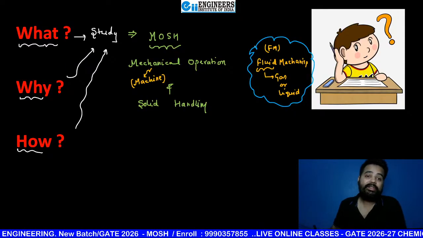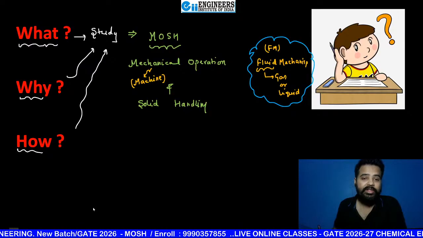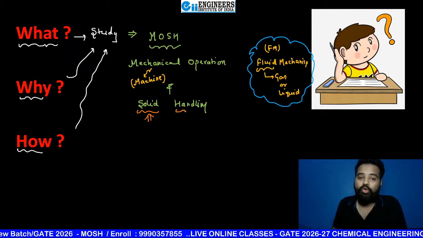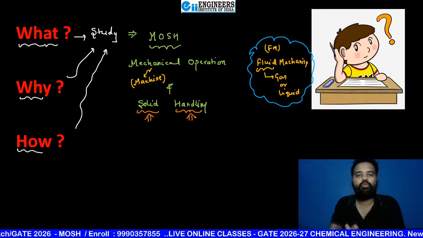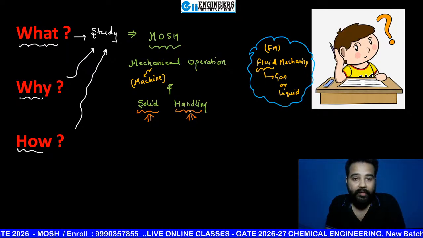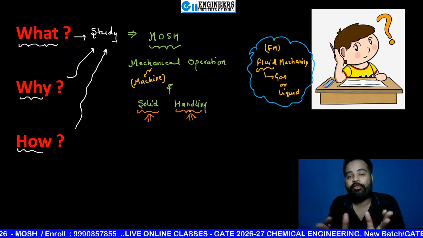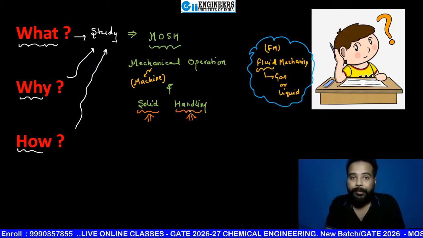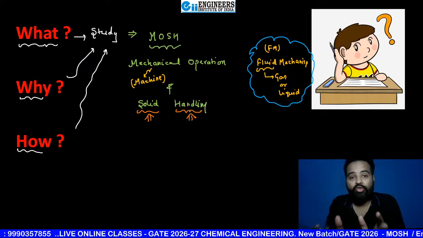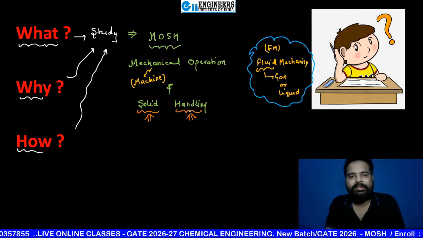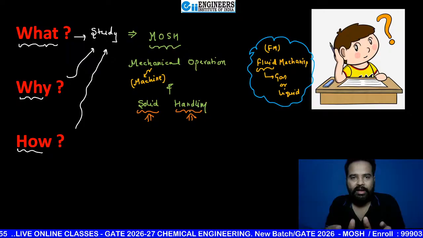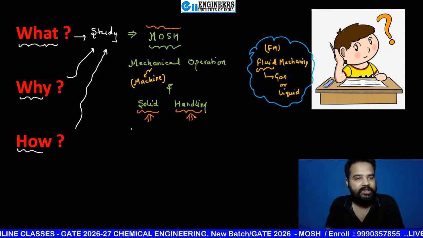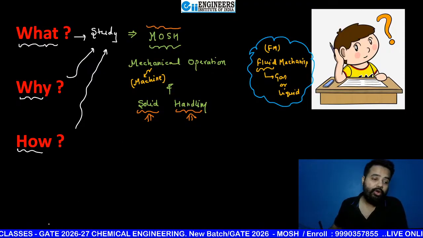But when you are seeing this subject, MOSH, beta, then here especially you are going to see operation done by machine and on solid, and how you are going to handle solid, like if you want to transport solid from one point to another point, then conveyor belts are there, lots of different machines are there. How you can reduce the size of solid, how you can classify solids. So lots of things are there. So all these things are present in this subject that you are going to study.